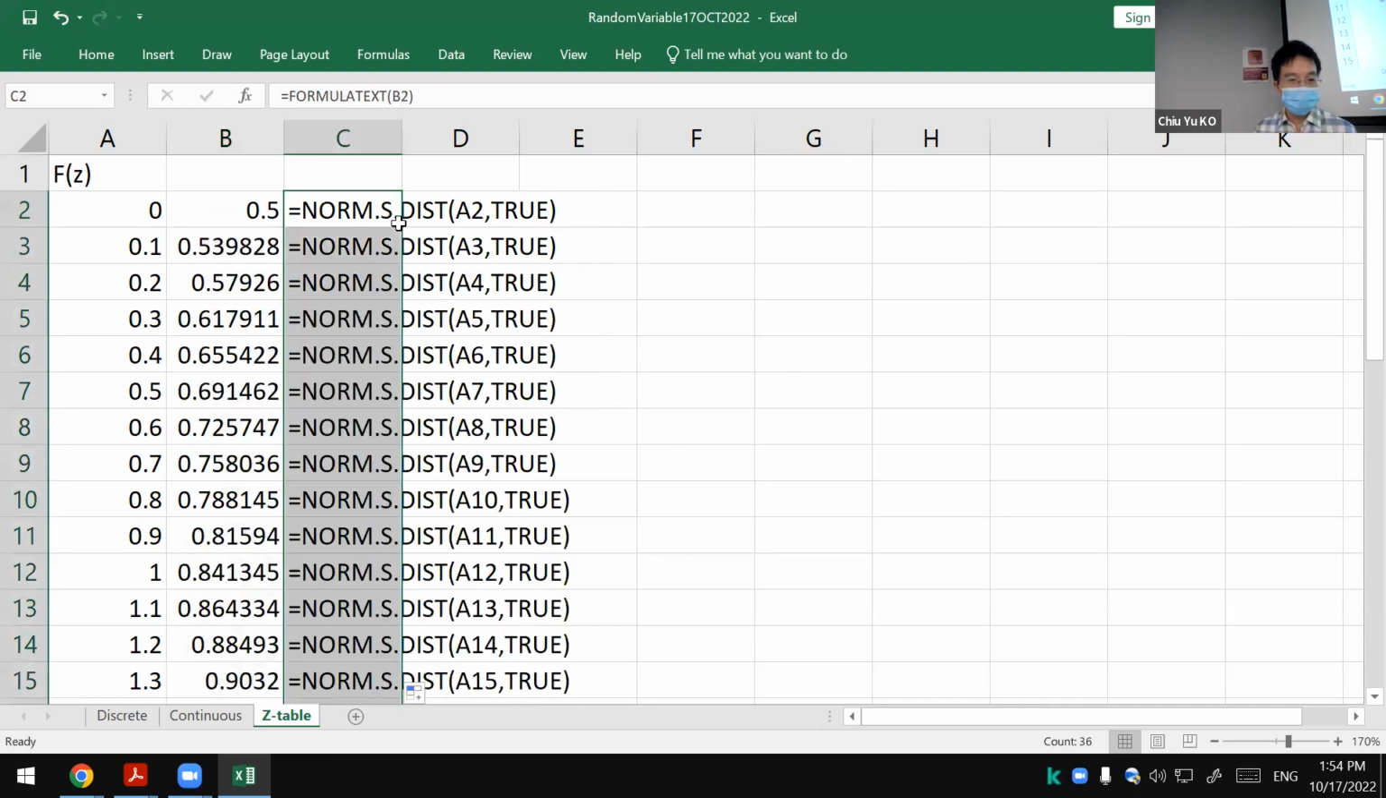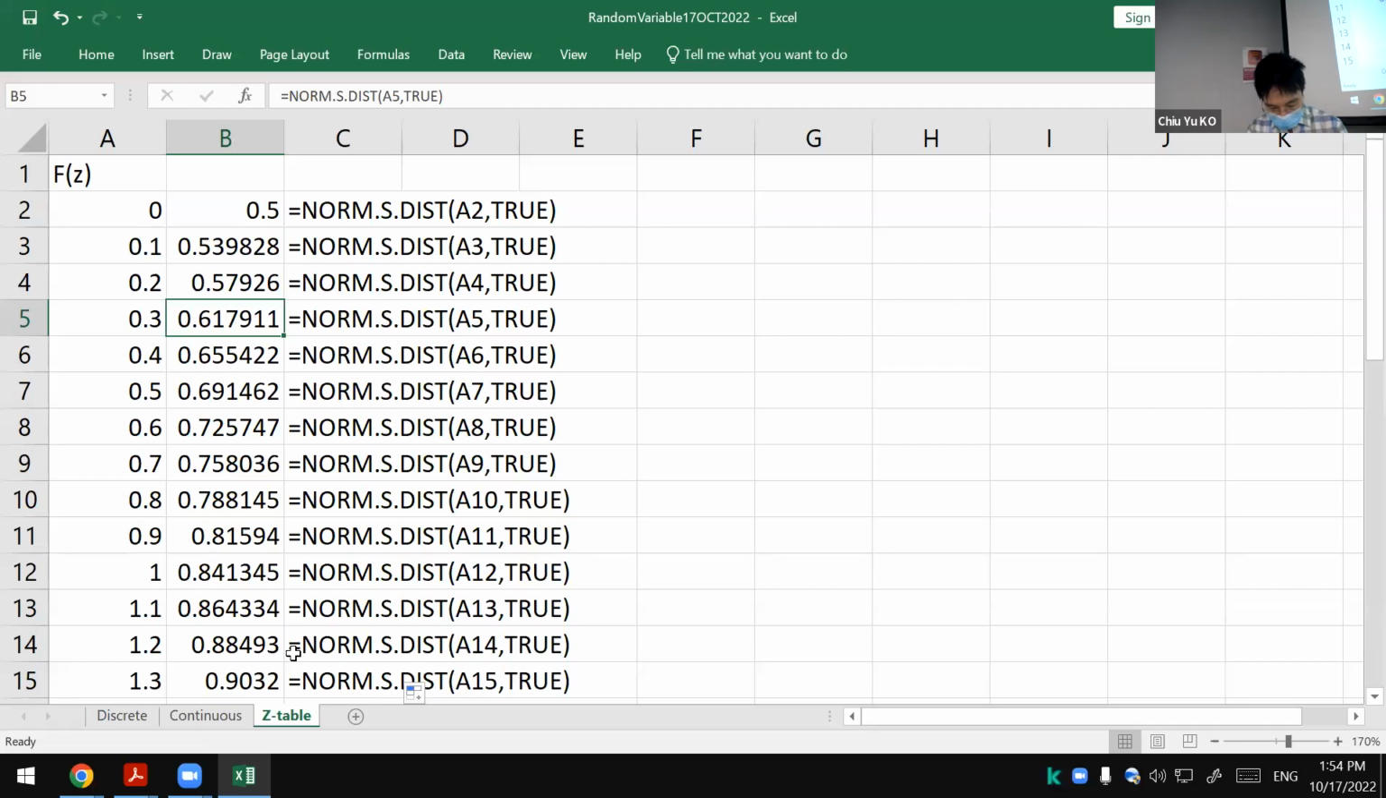You can do the same. So this is how you have a Z table. It's a list of the entries. This actually creates whatever Z value you want.